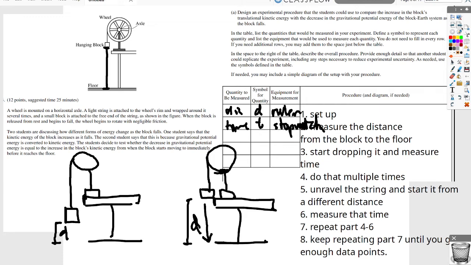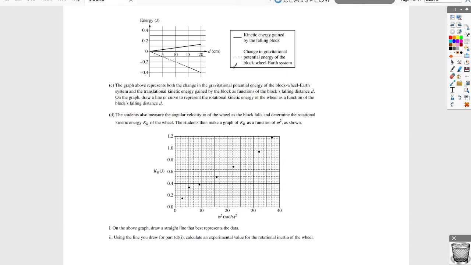Is there a B? Yeah, there's a B. The graph above represents both the change in gravitational potential energy and the change in translational kinetic energy gained by the block. So you have to draw a line or a curve that represents the rotational kinetic energy. Rotational kinetic energy plus translational kinetic energy equals gravitational potential energy. And how do I know that? There is no initial kinetic energy, and there is no final potential energy.